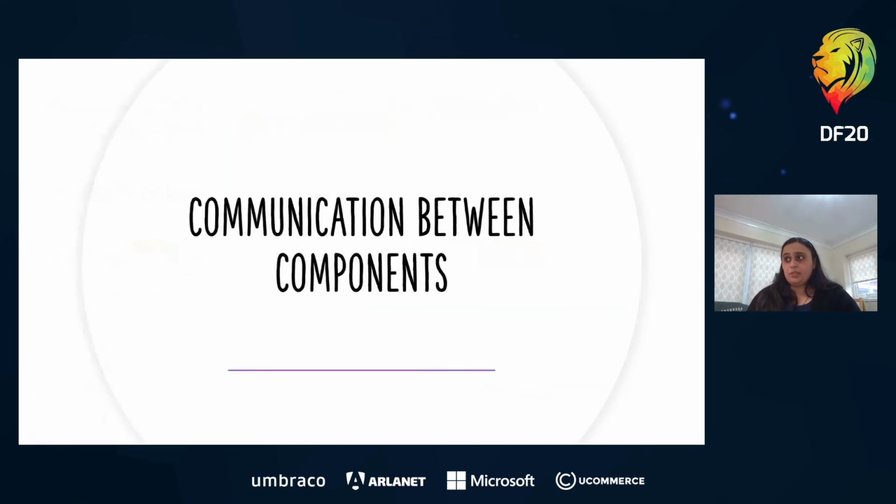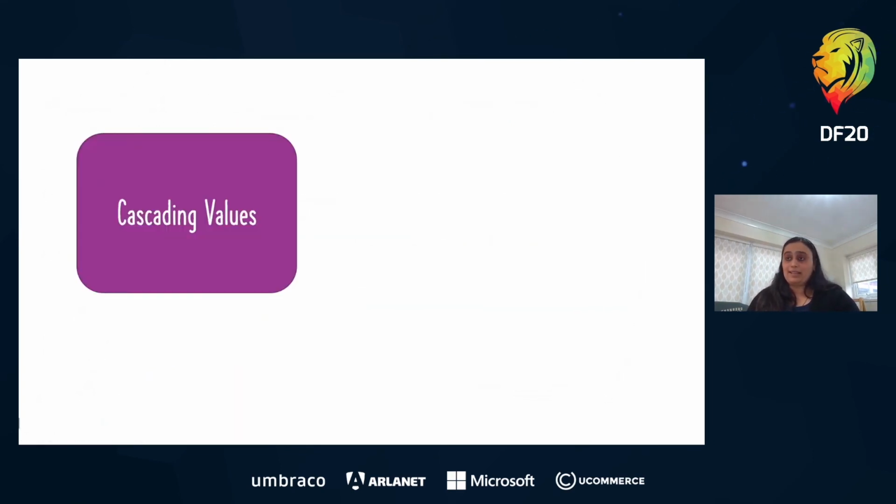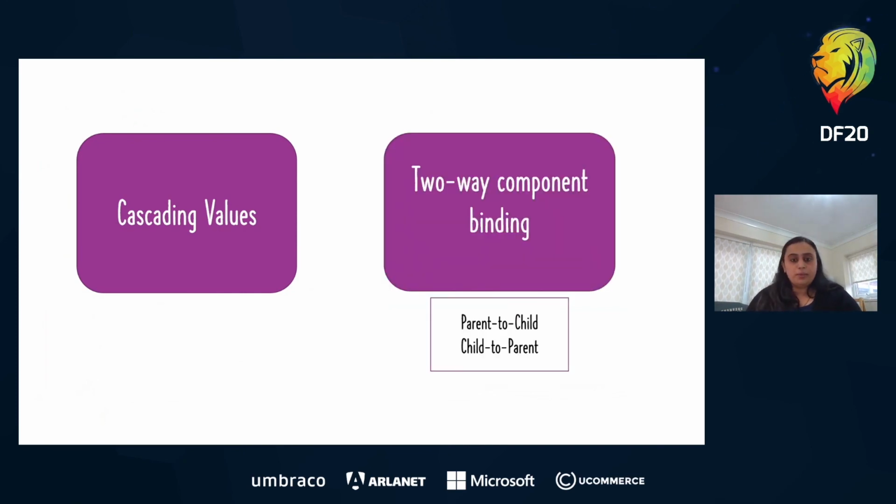There's also communication between components that can happen. There's cascading values. If you want to cascade a value from a parent component over multiple layers and then through to a nested child component. I'm not going to go through the demo because of time constraints, but I do have samples of this in the repo. There's also two-way component binding through which parent to child or child to parent communication can happen. Again, there is a demo for this.